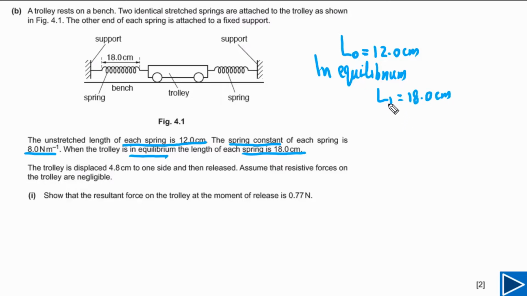So you can see from here now, the extension in each spring will be equal to 6 centimeters, because 18 minus 12. So this is a very important point. We have to keep this one in our mind.